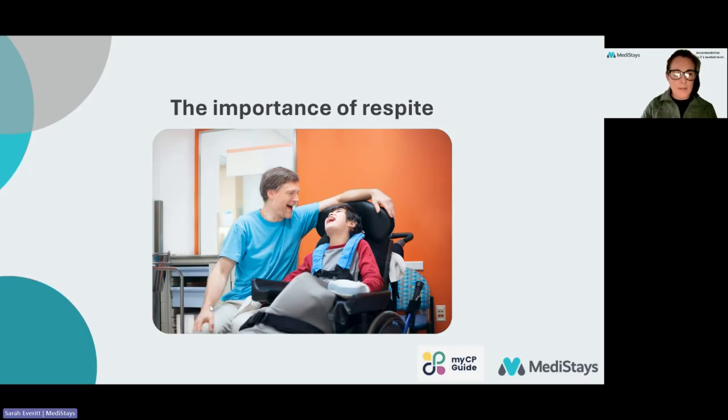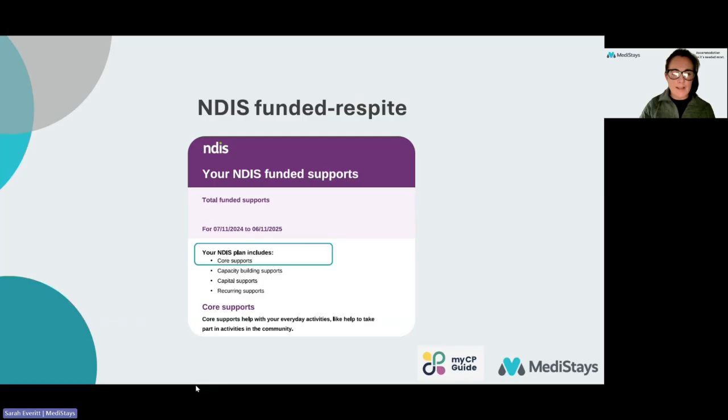The other NDIS funded support is just absolutely wonderful and so important for carers, because the carers are providing informal, unpaid 24-hour care for your loved one living with CP. In order to sustain that living situation at home, it's really important that you access some short breaks to recharge. This is funded under core supports. Participants are able to access up to 28 days every calendar year, and the eligibility is for somebody living with informal carers such as family.